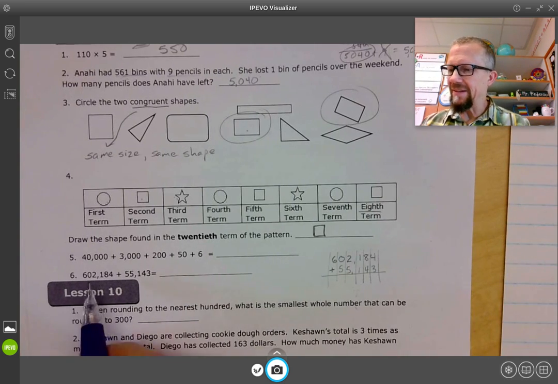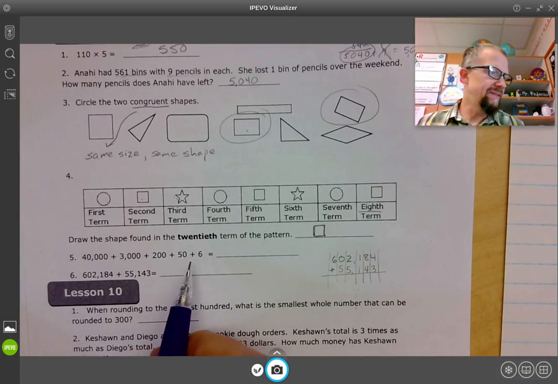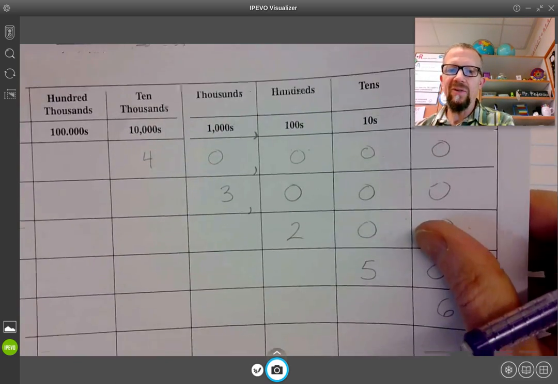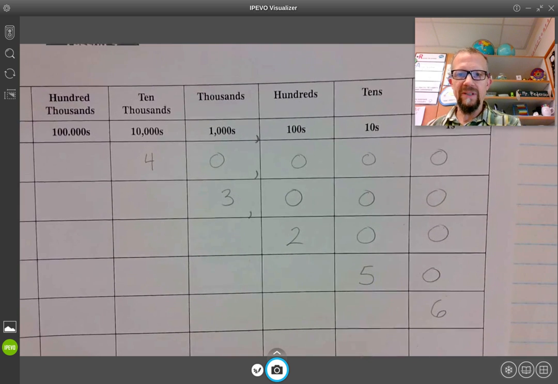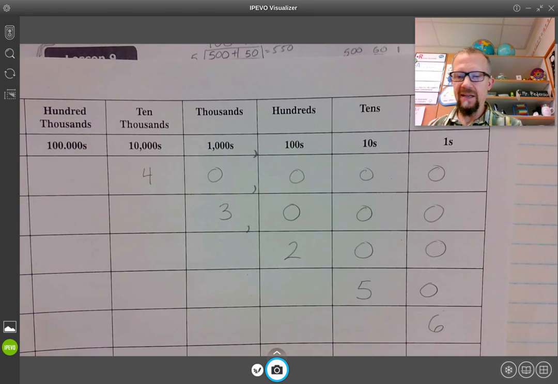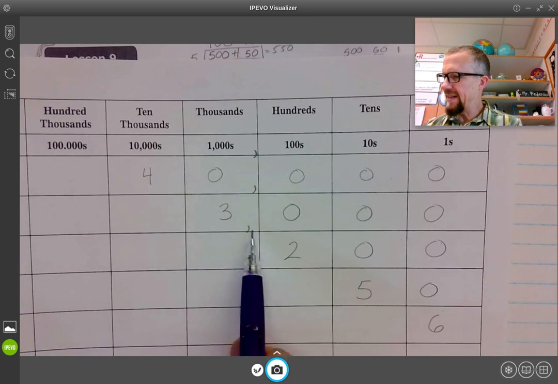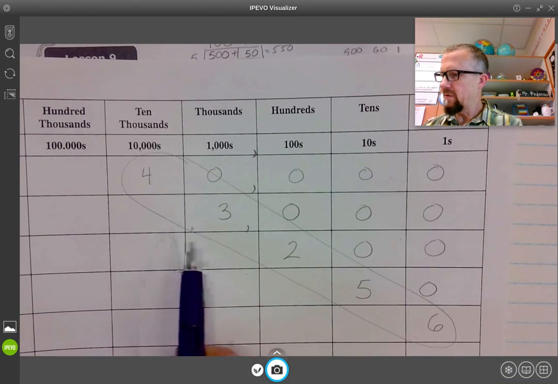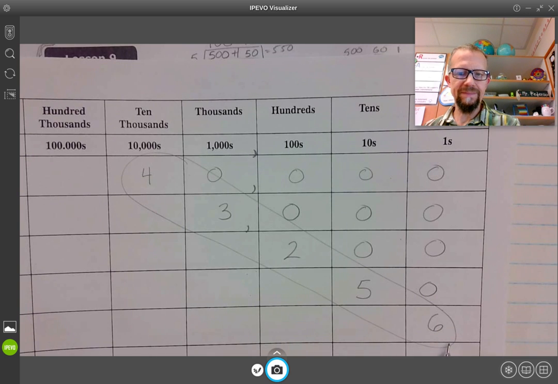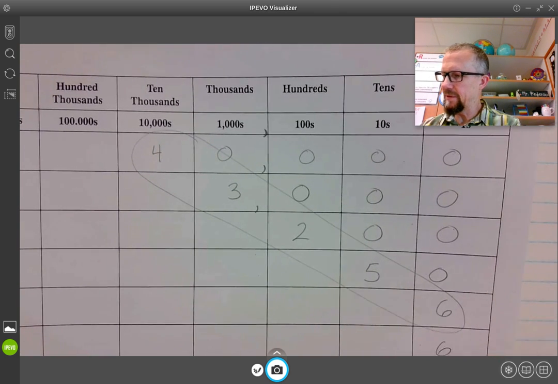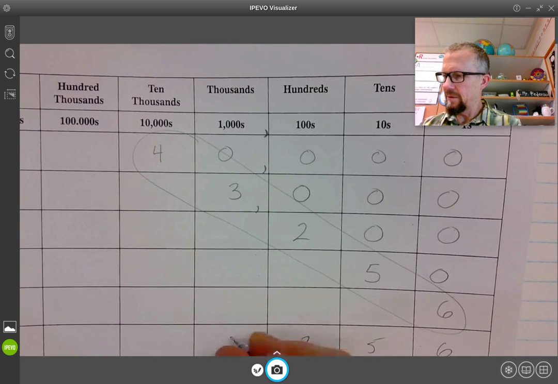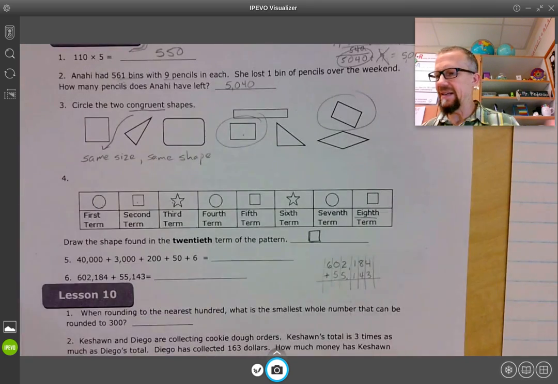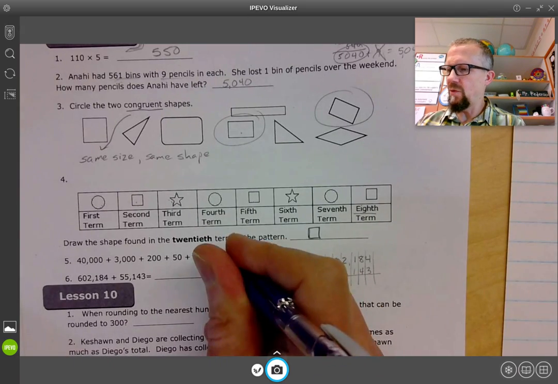Okay, number 5, I've got 40,000 plus 3,000 plus 200 plus 50 plus 6, and I took a great big place value chart and I wrote all those numbers down, put them in their appropriate places, and when I did that, I can actually see the number, right? It's 43,256. I could add that all up. And I still get 43,256.